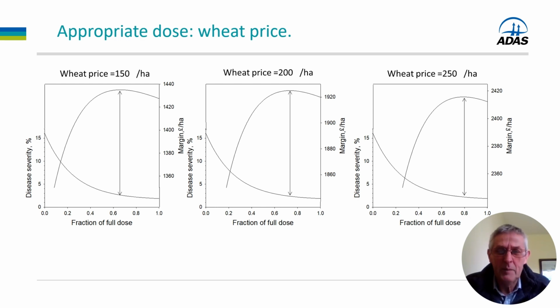And we can see, perhaps surprisingly, that the effect of that on the margin curve and hence on the optimum or appropriate dose is actually quite small. It ranges from, in this particular set of examples, just below 3/4 of a dose at £150 a tonne, it only increases to about 0.8 of a dose unit with a £100 per tonne increase in grain value. So the optimum is really quite insensitive to grain price.